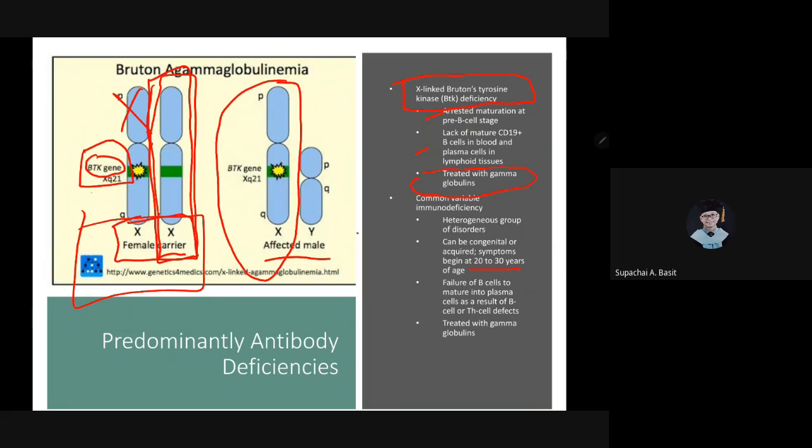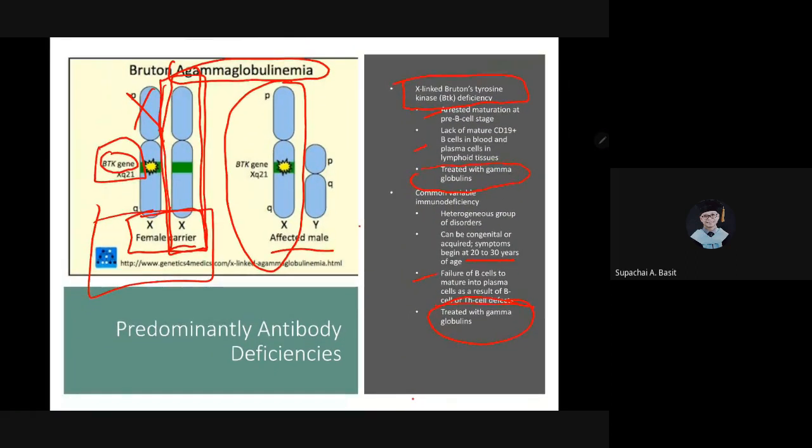So there is a failure of B cells to mature into plasma cells as a result of B cell or T helper cell defects. And again, these are being treated with gamma globulin. Okay? Because the condition is known as gamma globulinemia. So the term gamma globulinemia means lack of gamma globulin, a protein needed, okay, for the formation of antibodies.